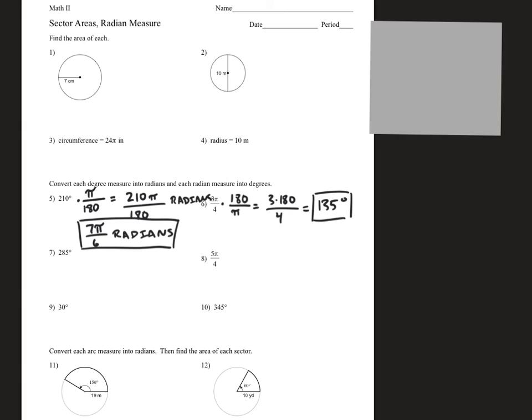Cool. So on 5 through 10, if you've got a degree, times by pi over 180 to get radians, and if you've got a radian, times by 180 over pi to get degrees.